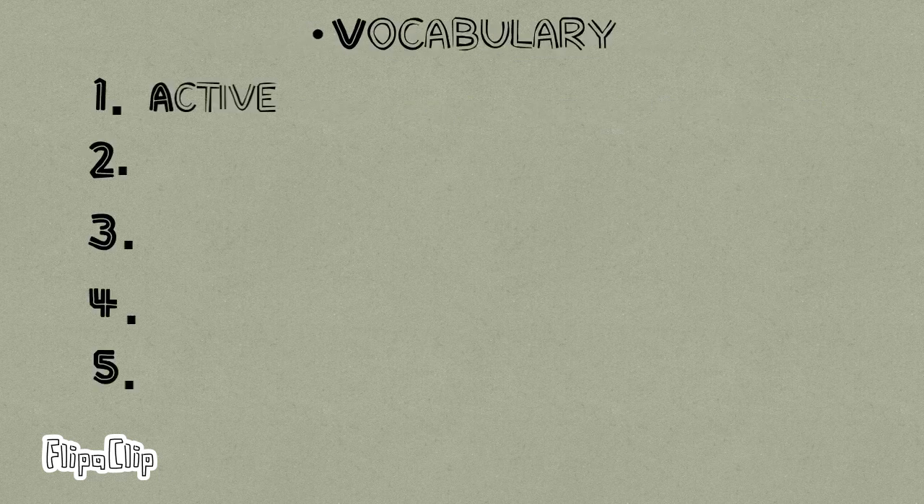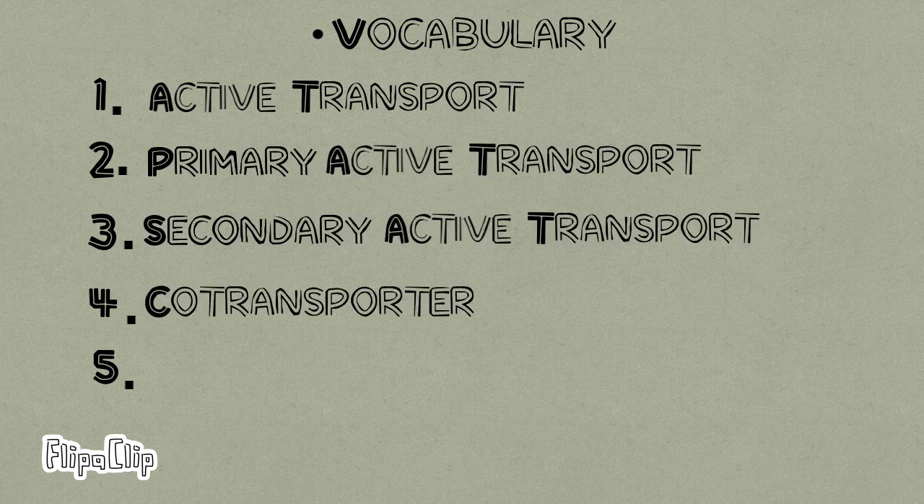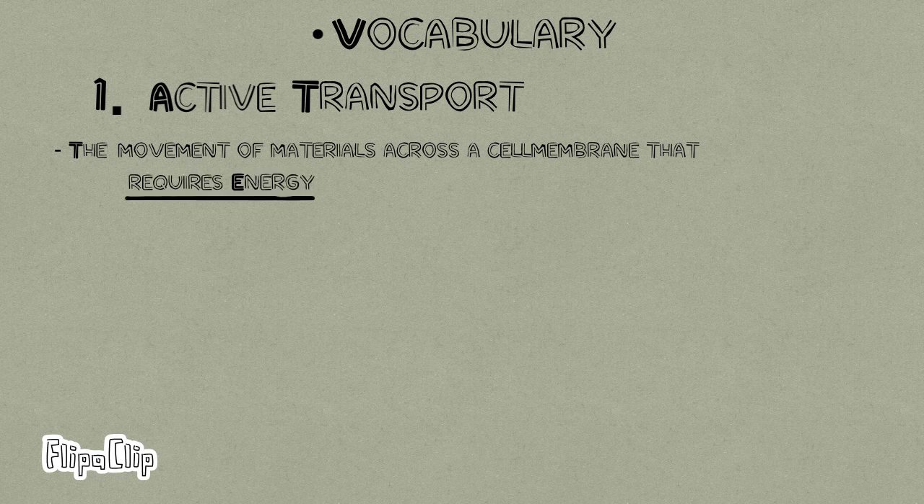First, let's start with our vocabulary. There are 5 words we want to remember: active transport, primary, secondary, co-transporter, and countertransporter. Active transport is the movement of material across a cell membrane that requires energy.